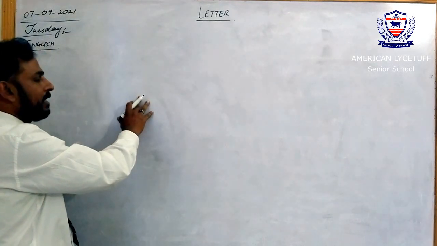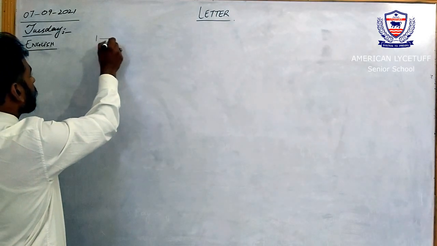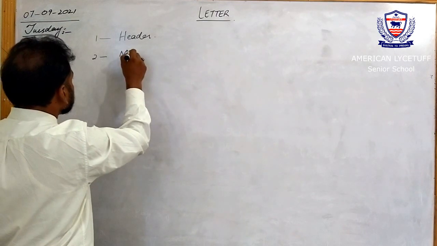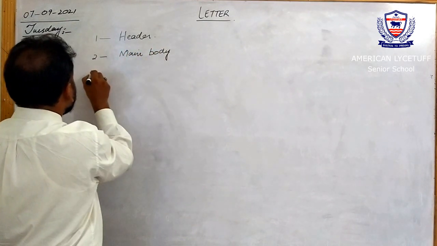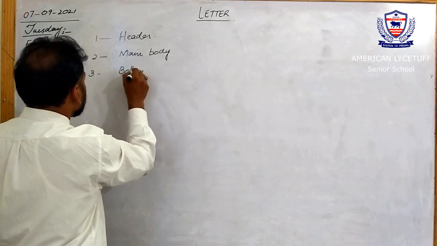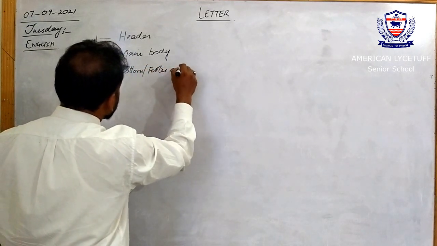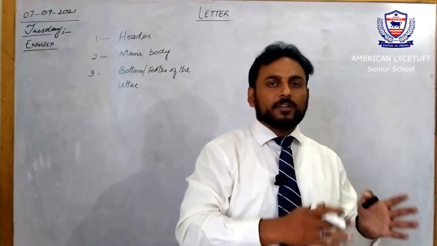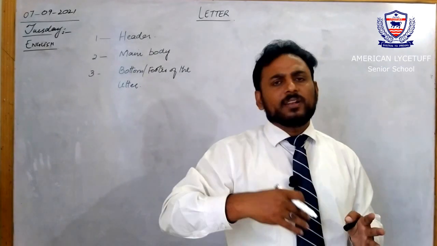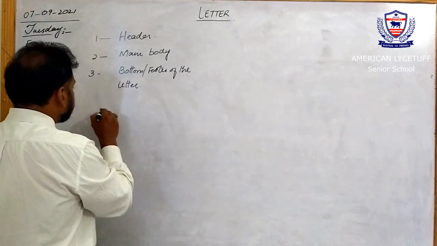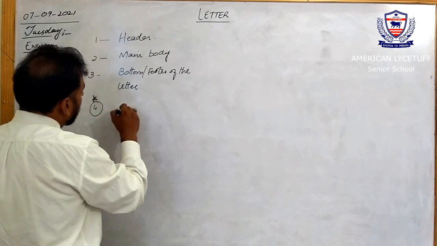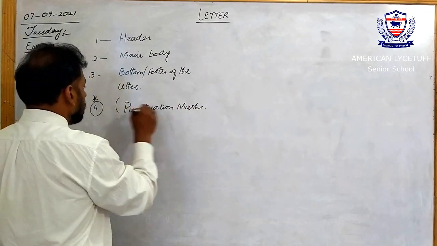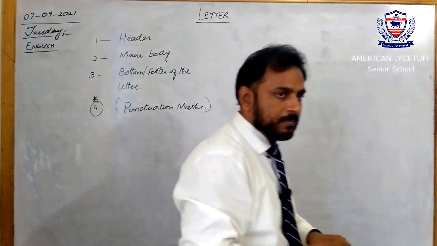A letter is basically based upon 3 main parts. The first one is the header. The second point is the main body. And the third one is the bottom or footer of the letter, right? One more thing which is very important, and except for that we can't get 8 marks, or even our letter will be considered wrong, right? That is the fourth and very important thing: punctuation marks. This is a very important part of this letter, right?